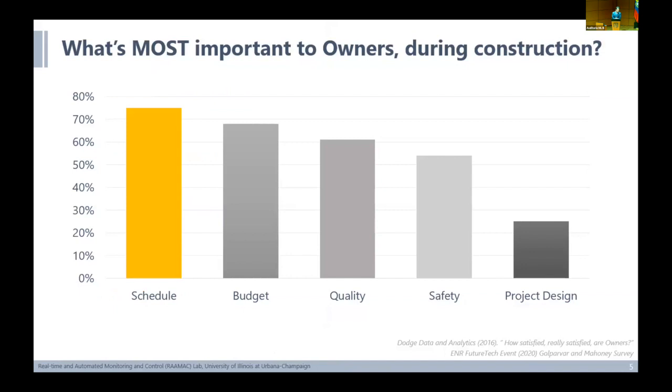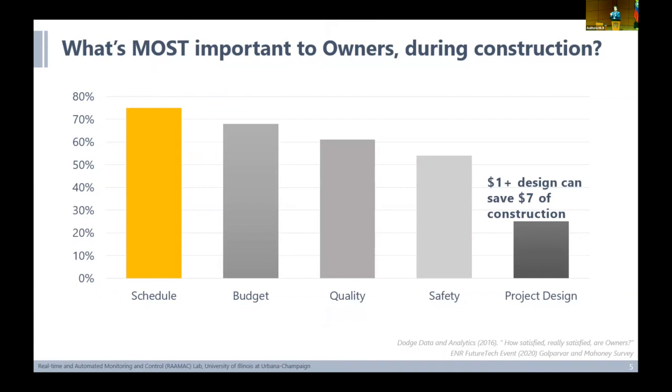The survey was initially done by Dodge Data and Analytics, but I had an opportunity of doing this 2 years ago at ENR FutureTech, where we asked an audience of owners and contractors: if you're about to pick one metric that really matters to you during the construction phase, what would that metric be? And of course, I'm sure everyone in the audience will agree with me that the answer should be design. The more time we spend on planning and design, the more we can actually save. In fact, there's data out there that shows if you spend $1 extra in design, you can potentially save up to $7 of your construction work.